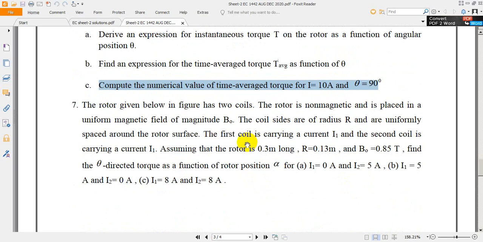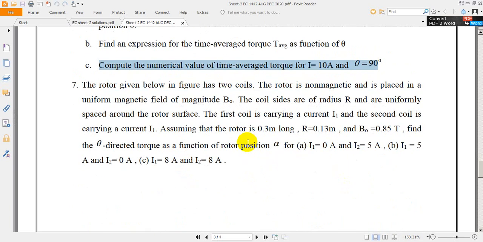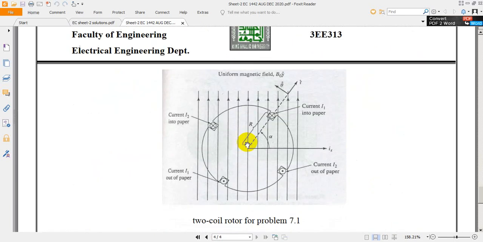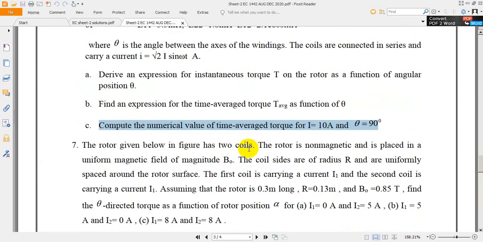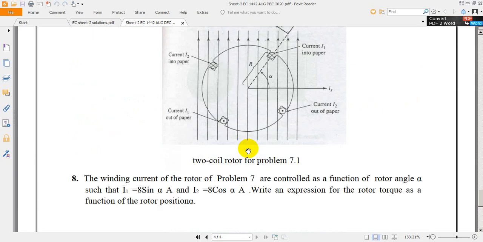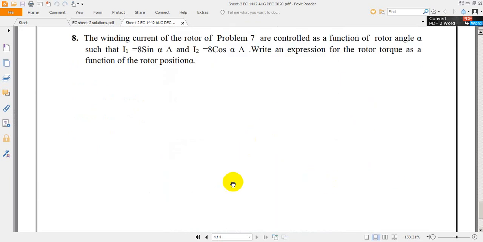In the next video, we will be discussing the rotor torque, when a rotor winding has two coils, and how to evaluate it for such a function. With this we will conclude this video.